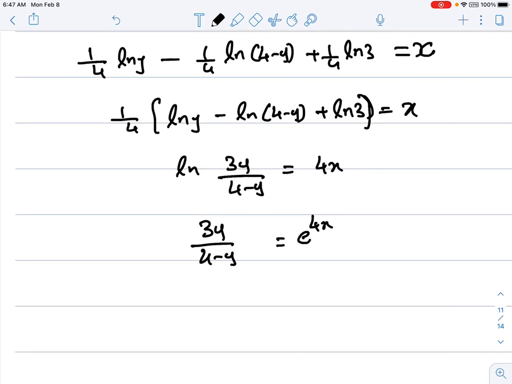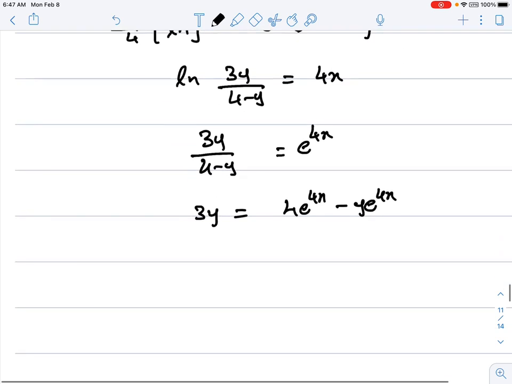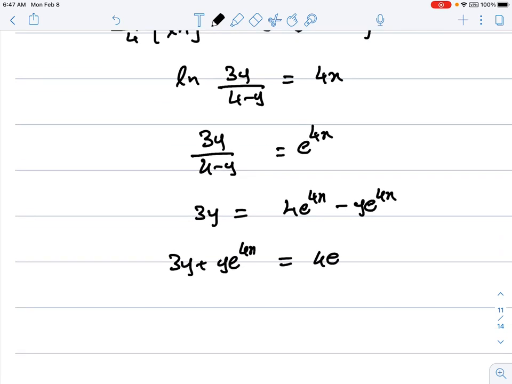So by cross multiplication, 3y is equal to 4e to the power of 4x minus y times e to the power of 4x. So 3y plus y e to the power of 4x is equal to 4e to the power of 4x. Take y common: y times (3 plus e to the power of 4x) is equal to 4e to the power of 4x.